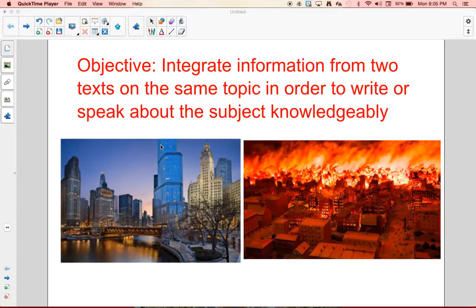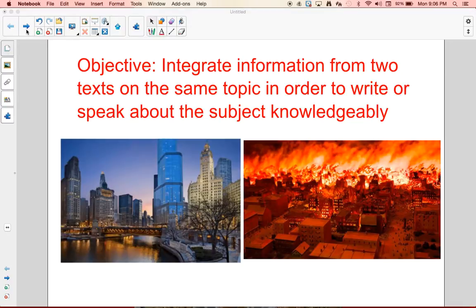Today, we're going to continue our work with the Chicago Fire and skyscrapers in Chicago. And our goal today, as you can see on the screen, is to integrate information from two texts on the same topic in order to write or speak about the subject or topic knowledgeably. So I'm going to model for you how to take information from two texts about skyscrapers, and then you are going to work with a partner to do the same thing with one text and a video about the Chicago Fire.